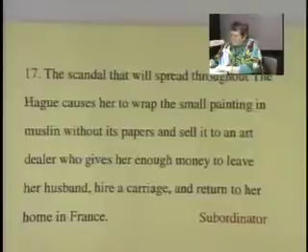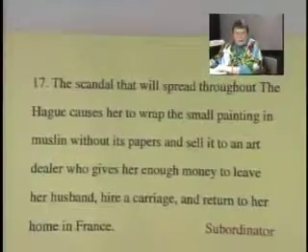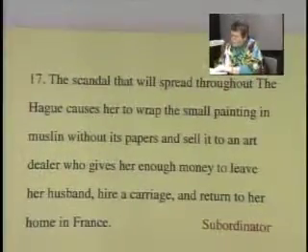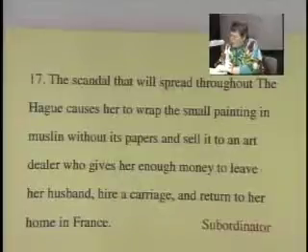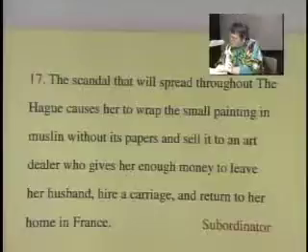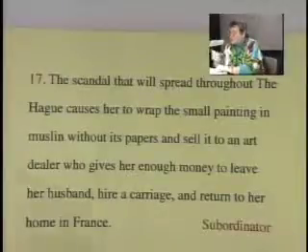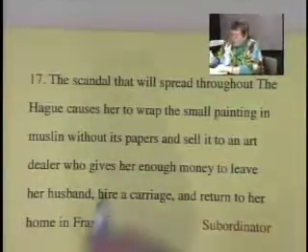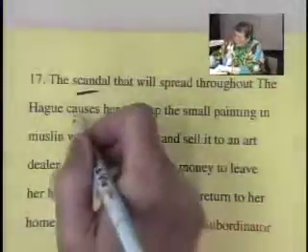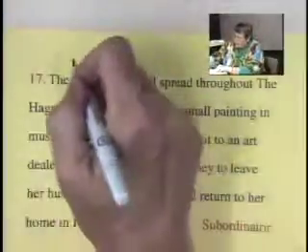The scandal that will spread throughout The Hague causes her to wrap the small painting in muslin without its papers and sell it to an art dealer who gives her enough money to leave her husband, hire a carriage, and return to her home in France. Scott, where's the subject now? Scandal. And how about the verb? Causes. And the kind of clause? Main. So that's a main clause.